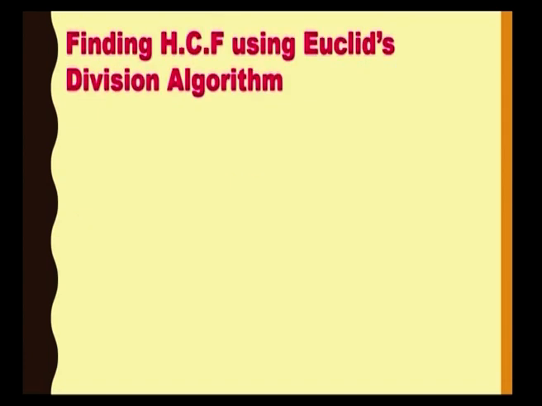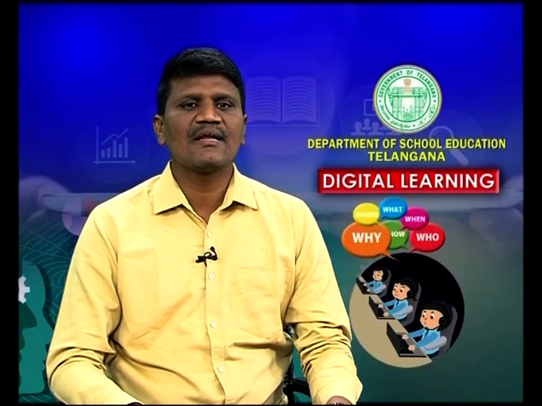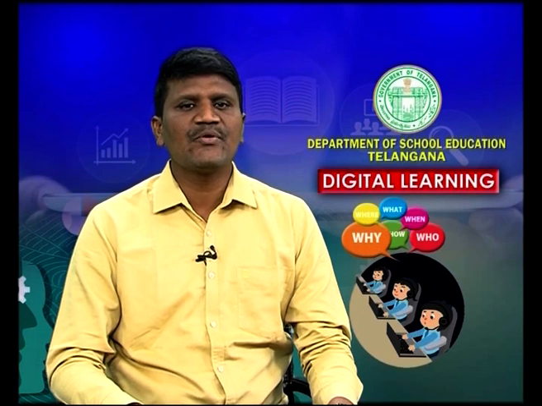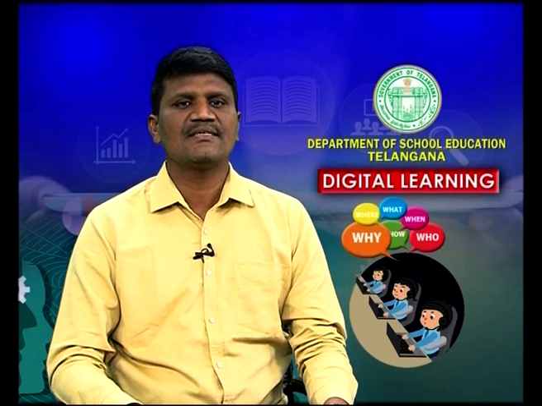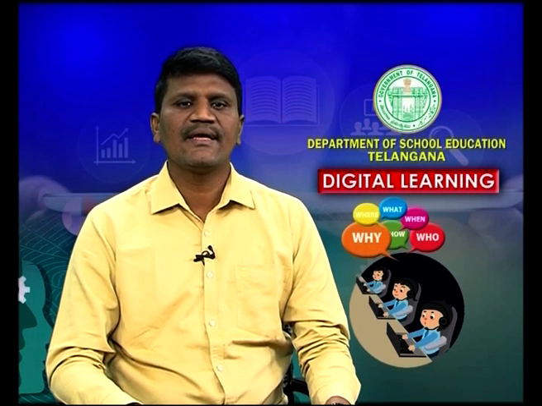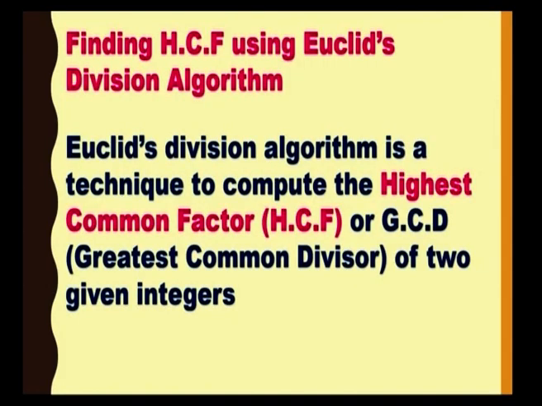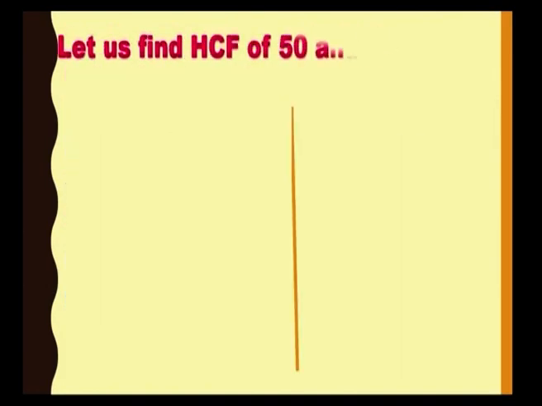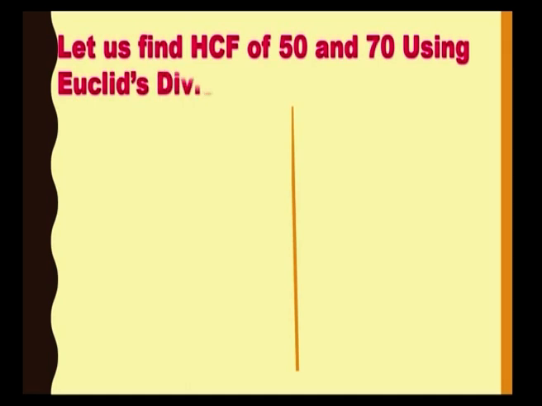Finding HCF using Euclid's division algorithm. Euclid's division algorithm is a technique to compute the highest common factor, HCF, or GCD, greatest common divisor, of 2 given integers. Let us find the HCF of 50 and 70 using Euclid's division algorithm. Here 70 and 50 are the numbers.